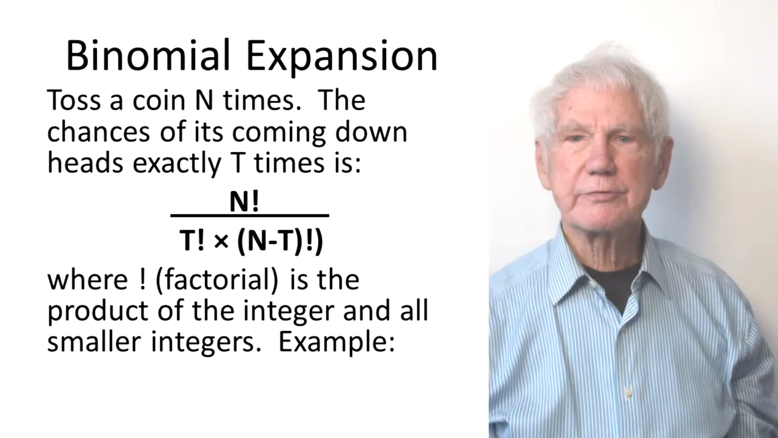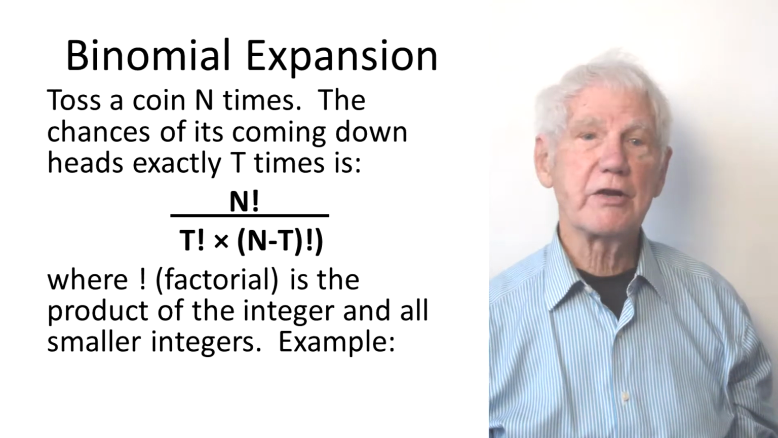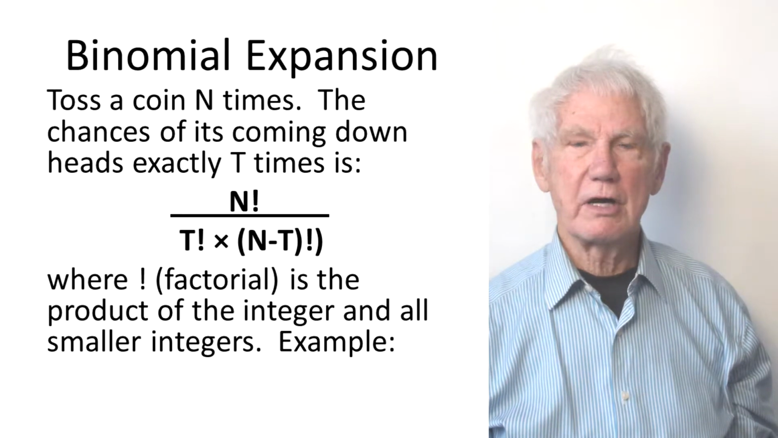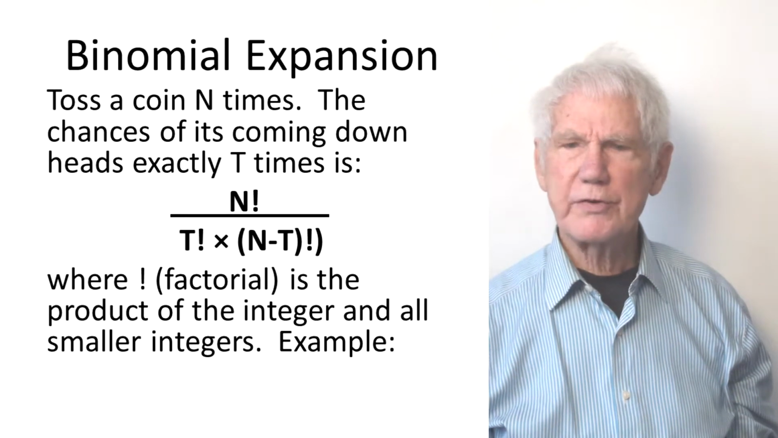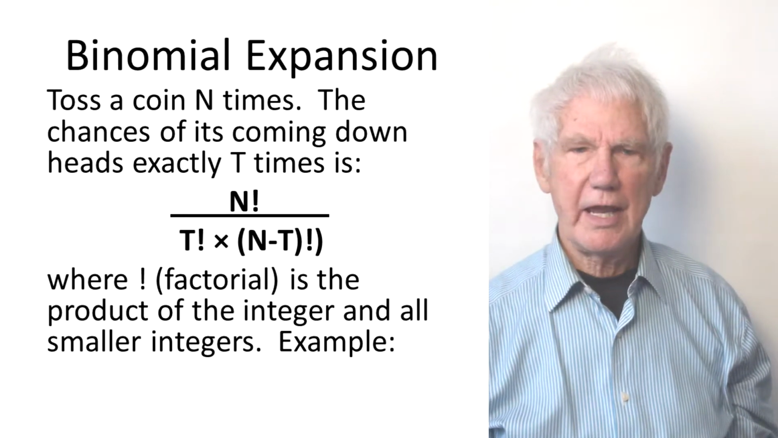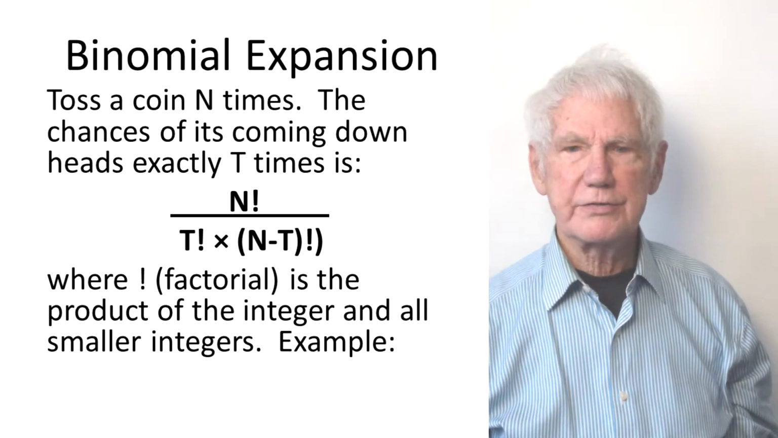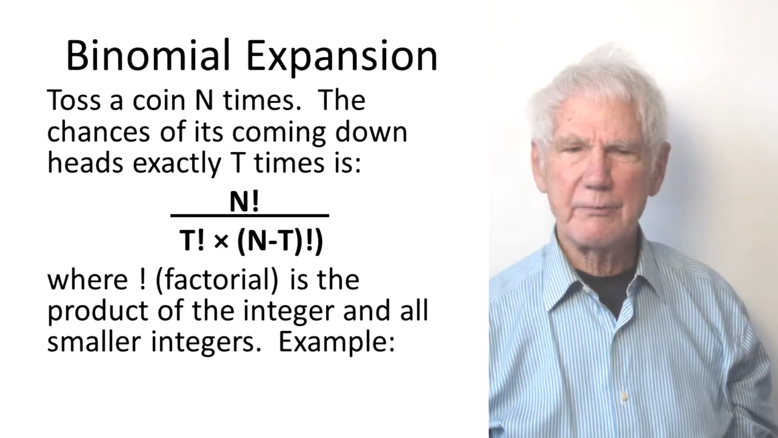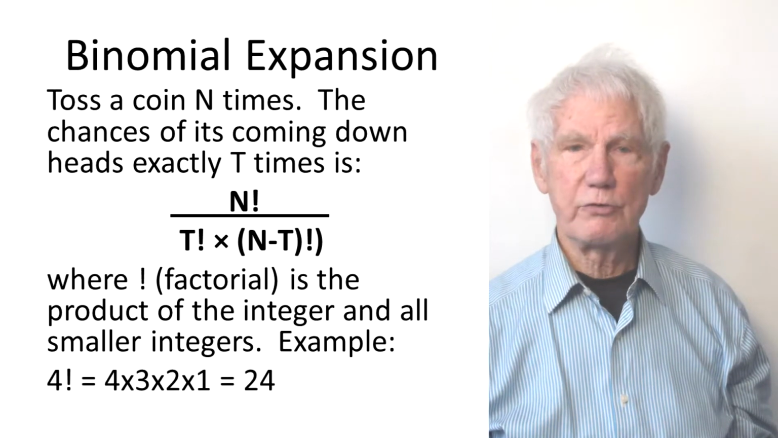Now, the binomial expansion is a lot easier to understand than Gauss's formula, and it works out to about the same thing. If you toss a coin n times, there are 2 to the n possible outcomes. Now, it involves factorials. That's what the exclamation marks are in the formula. A factorial is the product of an integer by all lower integers. It sounds complex, but it's pretty simple. For instance, 4 factorial is 4 times 3 times 2 times 1, 24.